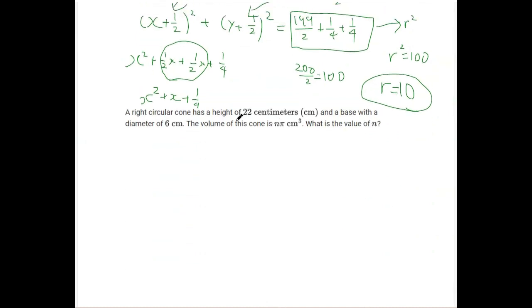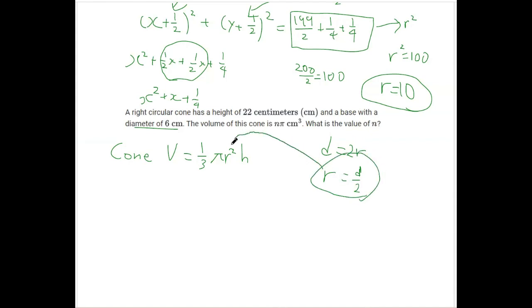A right circular cone has a height of 22 centimeters and a base with a diameter of 6 centimeters. The volume of this cone is n pi cubic centimeters. What is the value of n? So we know that the volume of the cone is equal to 1 over 3 pi r squared times height. And we're given a diameter, so d is equal to 2 times the radius. Radius is going to be d over 2. And I'm going to go ahead and put this inside here.